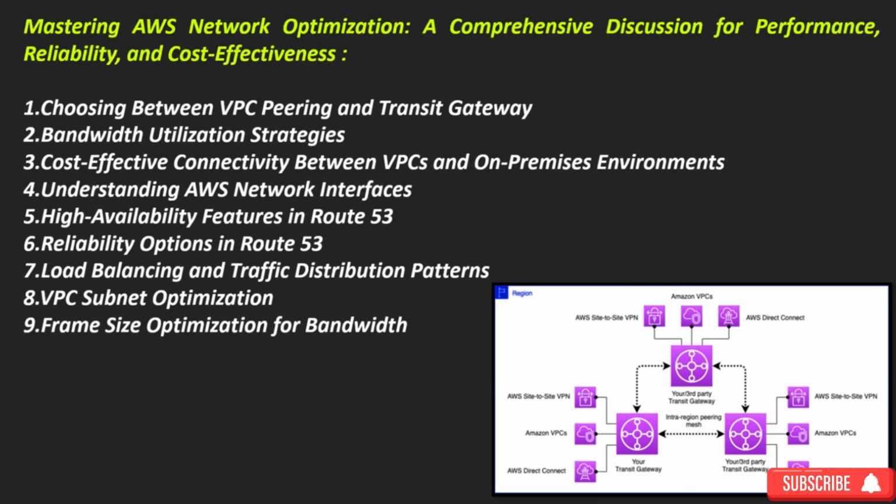So in conclusion, we can say mastering AWS network optimization is a multifaceted endeavor that requires a deep understanding of AWS services and their interplay. By carefully considering VPC architecture, bandwidth utilization, connectivity options, and high availability features, you can create a network infrastructure that delivers exceptional performance, reliability, and cost effectiveness for your applications too. Stay tuned for more insights into the evolving world of AWS networking.